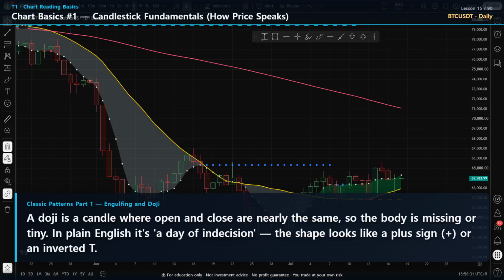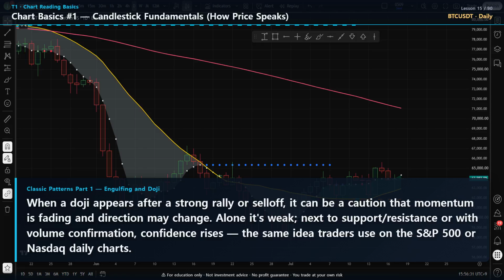A doji is a candle where open and close are nearly the same, so the body is missing or tiny. In plain English, it's a day of indecision. The shape looks like a plus sign, or an inverted T. When a doji appears after a strong rally or sell-off, it can be a caution that momentum is fading and direction may change. Alone, it's weak. Next to support/resistance or with volume confirmation, confidence rises. The same idea traders use on the S&P 500 or daily charts.